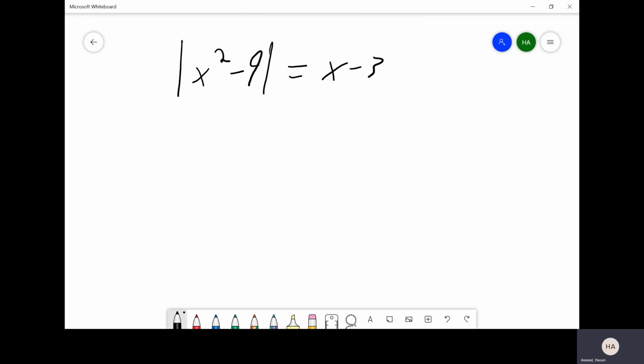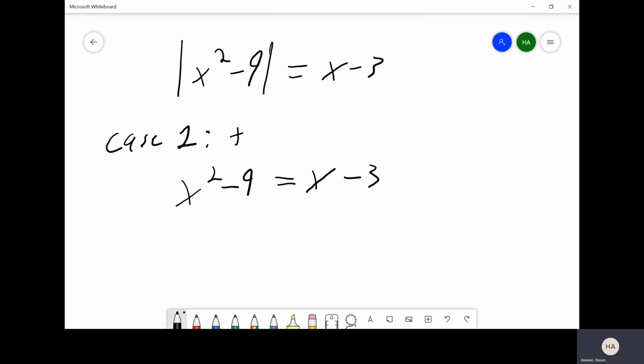So we go through it, and we're going to say, okay, first case, so case 1, and I'm going to write a little plus sign because, again, positive, right? So what does that mean? That means we forego the absolute values. So x squared minus 9 is equal to the positive version of x minus 3.